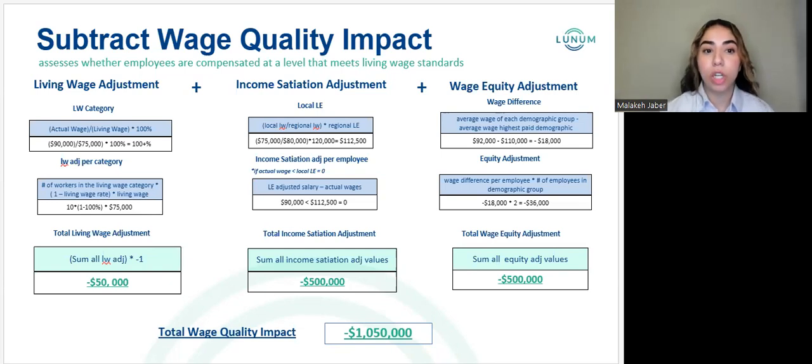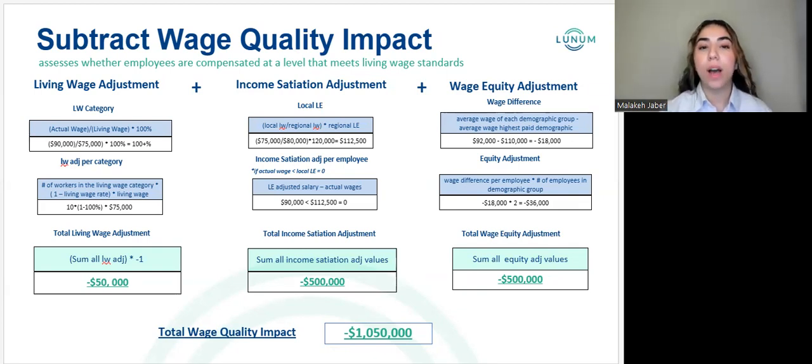So the first step is to determine the local satiation point. I've already done that previously and I had it listed in the reference demographics, but for reference, I was able to reach that figure by taking the local living wage, that's $75,000, and dividing it by the regional living wage, that's $80,000. I then multiplied that by the regional LE, or satiation point, of $120,000. I was able to reach a figure of $112,500. That $112,500 is going to be the local satiation point, and essentially the point that we're testing to see, are employees earning above or below that $112,500?